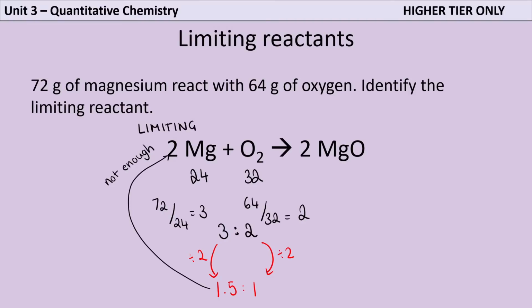And then if you are asked a really nasty question, if they ask you to go on and work out the yield of one of the products, you're always going to use the limiting reactant.